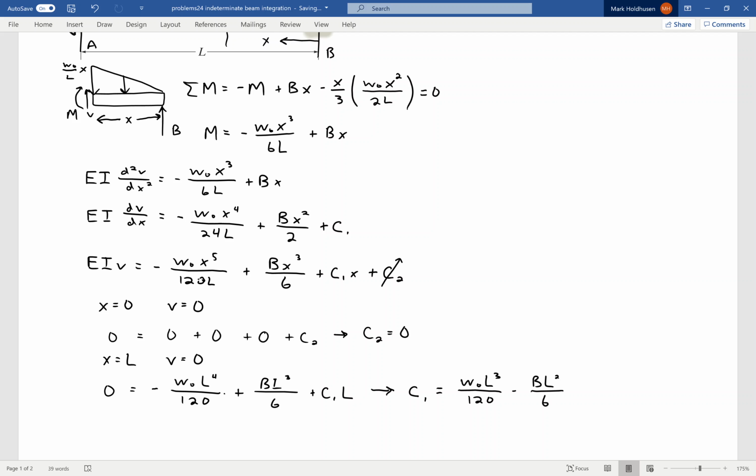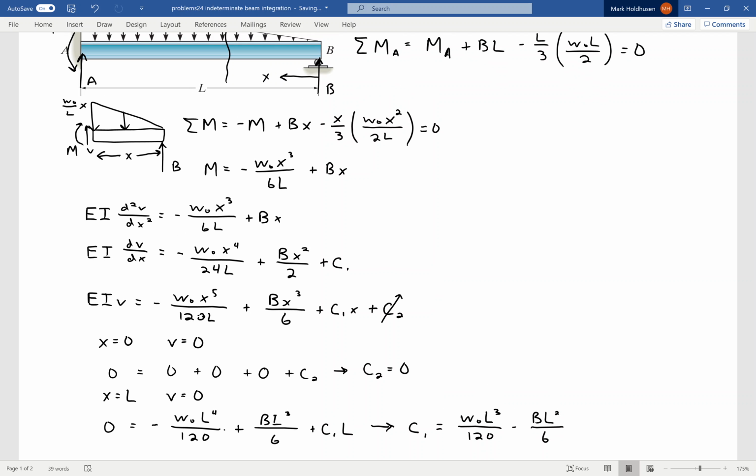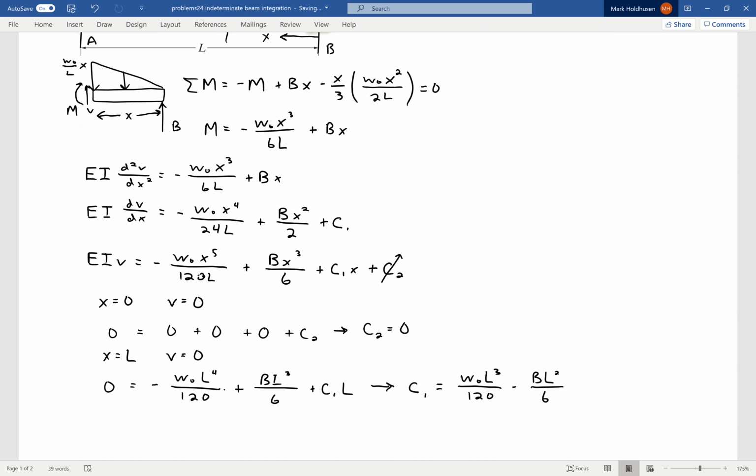However, I still know one more thing. I know at point A, when x equals L, that it's fixed there, so the slope also has to be 0, because it's got to come out perfectly horizontal. I can't have an angle. I can't have a slope at that point. So when x equals L, I also know that the slope dv dx equals 0.